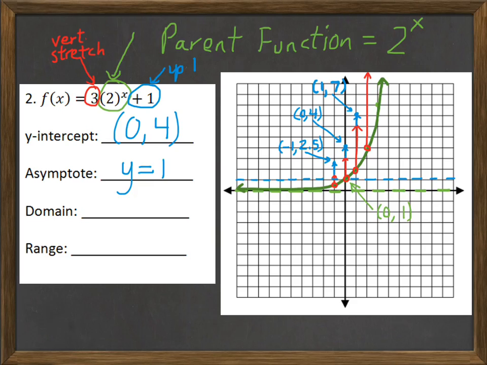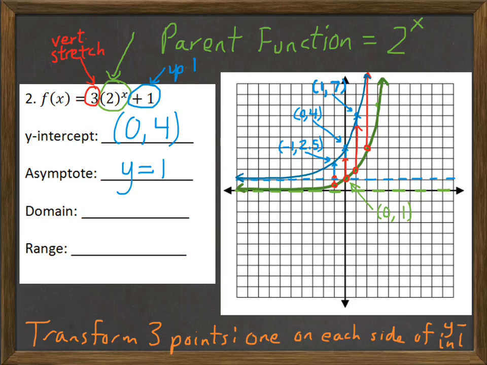Okay, since I have those basic points, let me just draw the general shape of the function. Okay, for when you're doing transformations, transform just 3 points, one on each side of the y-intercept. That'll let you get the general shape of the graph without having to plot too many points.